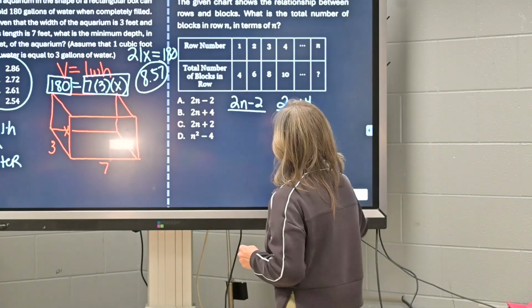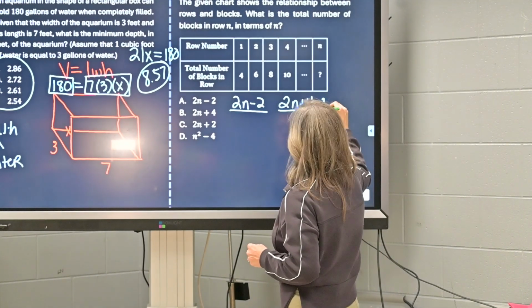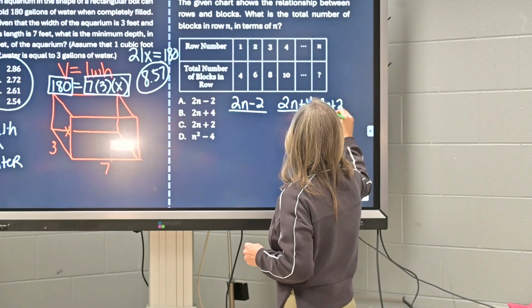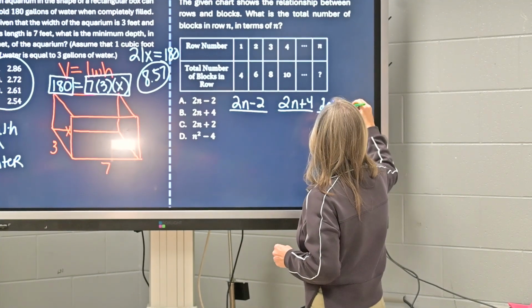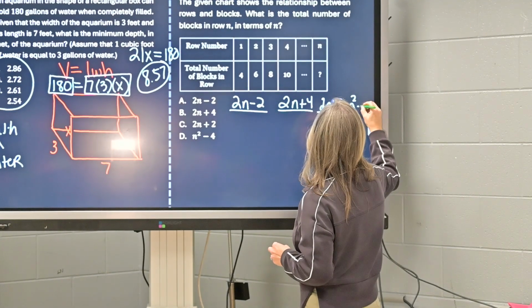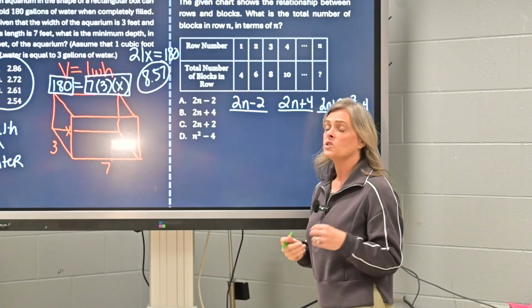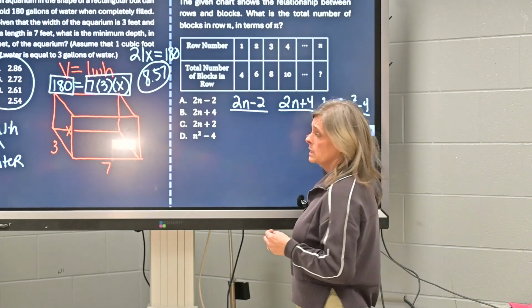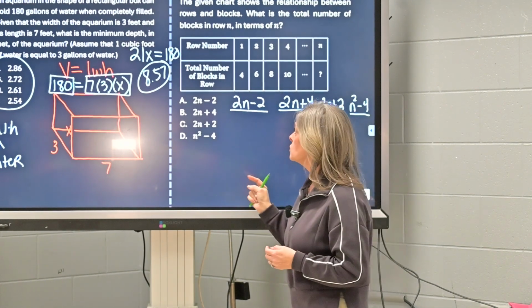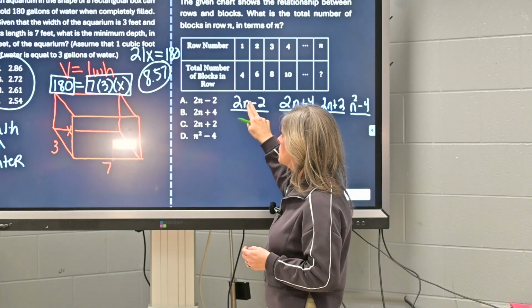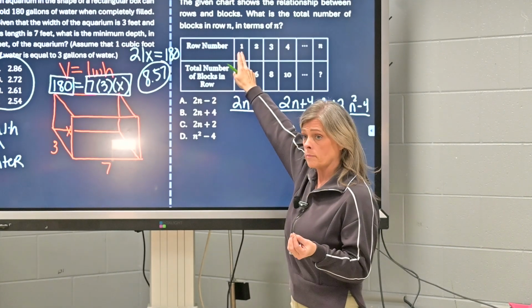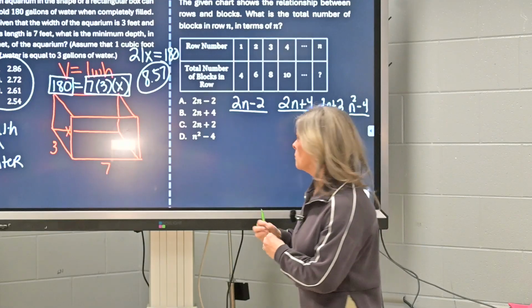Okay, so just keep writing them. Then I have 2n plus 2. And my last one is n squared minus 4. Okay, so we've got each of our answers written out, and what we're going to do is input where we see n the number 1, and we're going to see what our answer is, okay?